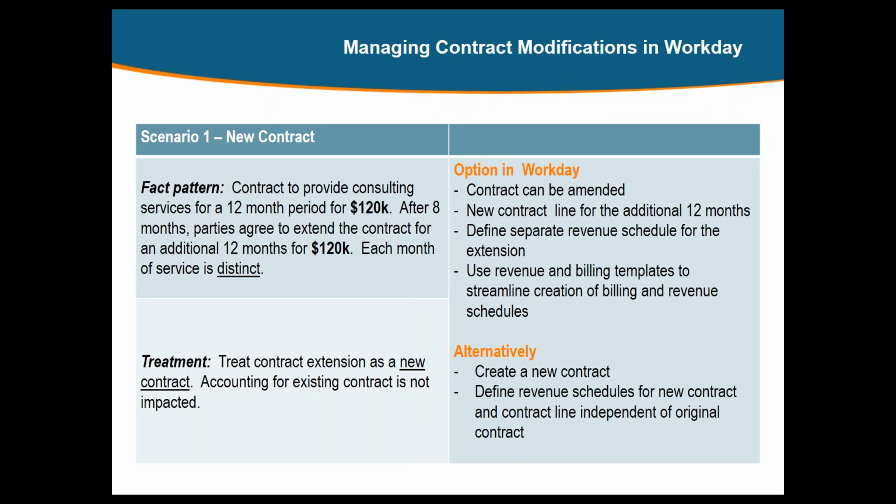Alternatively, you can choose to define a new contract with the new extension of the service, and then define rev rec and billing on that contract with really no impact to the current contract that you have. And then, as I mentioned before, you can link these contracts to indicate that this is an arrangement with the customer, these are related contracts, and one is the result of an extension to the original. So that's how we would go through looking at scenario number 1. Next slide.